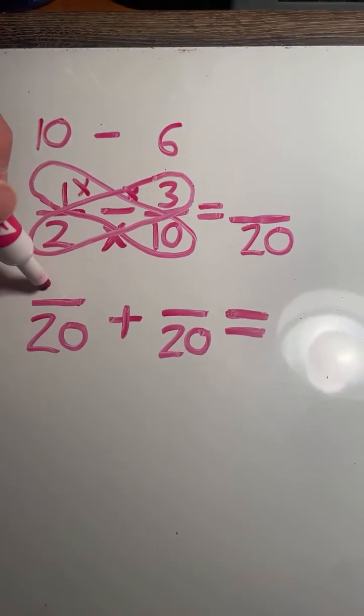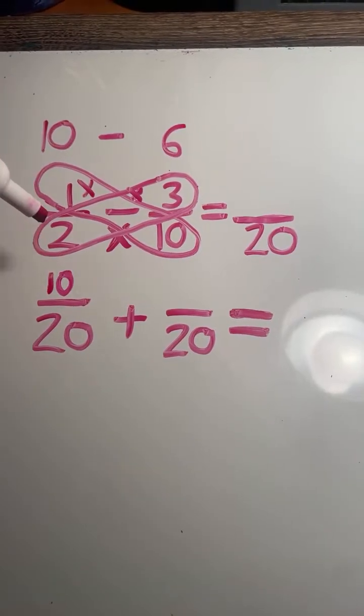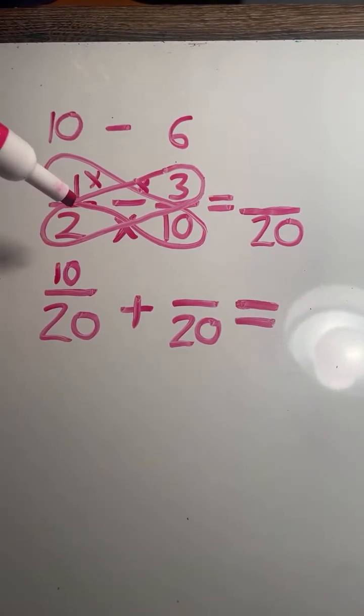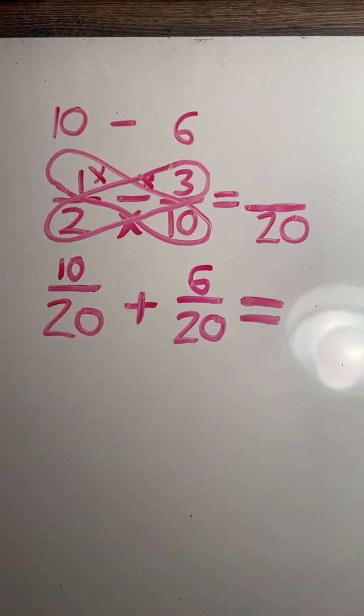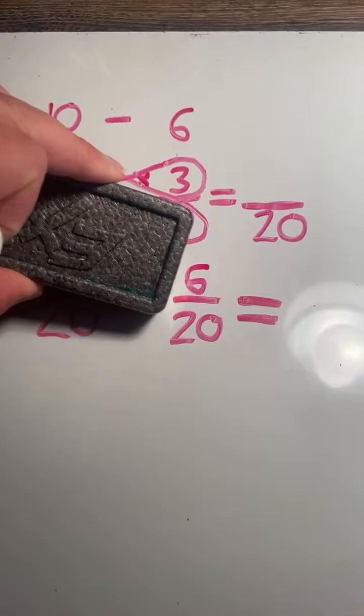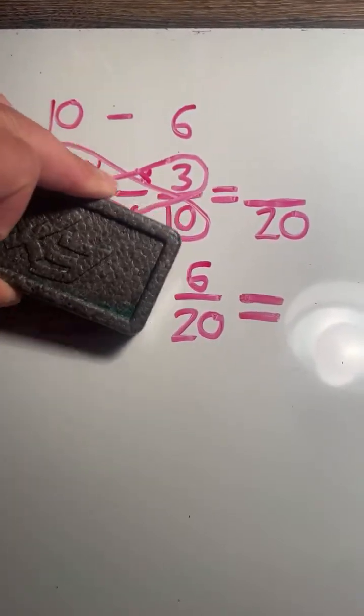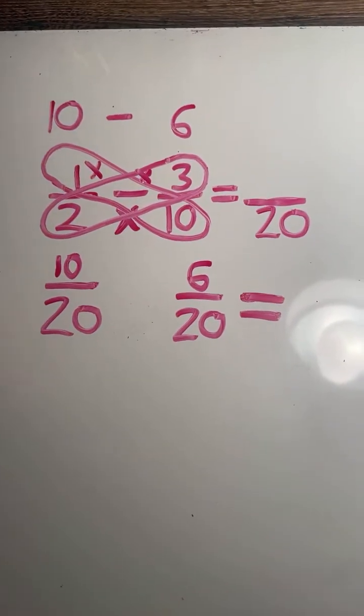So the 1/2 gets converted to 10/20. The 3/10 gets converted to 6/20. And look at me, I put the wrong sign there. You see, that's why you don't rush. If you rush, you make mistakes.